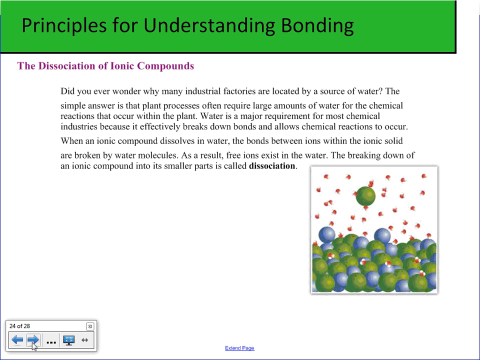So did you ever wonder why many industrial factories are located by a source of water? The simple answer is the plant processes often require large amounts of water for chemical reactions that occur within the plant. Water is a major requirement for most chemical industries because it effectively breaks the bonds and allows the chemical reaction to occur. When an ionic compound is dissolved in water, the bonds between the ions within the ionic solid are broken by water molecules. As a result, free ions exist in water, and the breaking down of the ionic compound into its smaller parts is called dissociation.